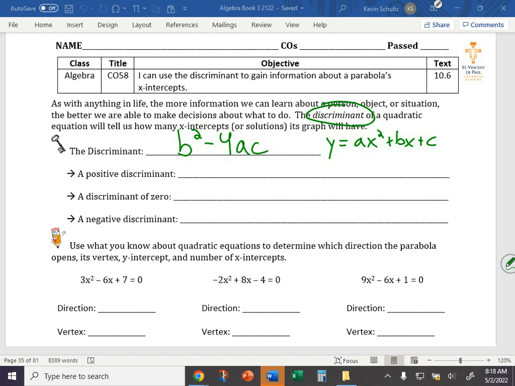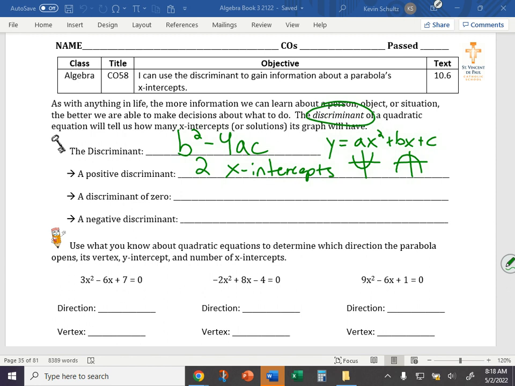If this value is a positive number, anything positive, there will be two x-intercepts. Which means the parabola either looks something like that, or something like that. It'll touch the x-axis twice. So a positive value for the discriminant, doesn't matter what that number is, as long as it's positive, there will be two x-intercepts.